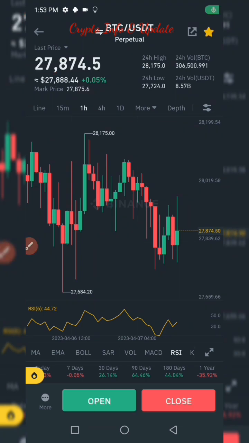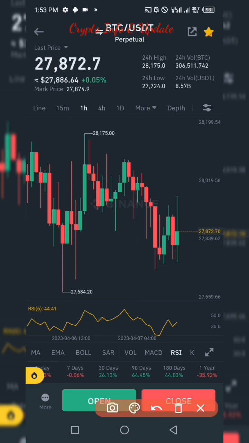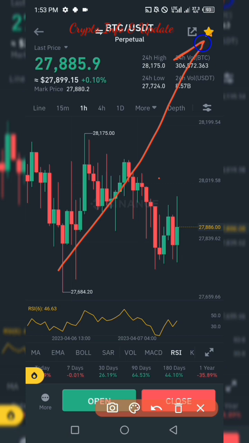So you can see I have added BTC USDT as one of my favorites, because I'm going to be needing it for my pair trading. It happens to be one of the pairs. As you can see, the star icon is now yellow in color. So that's how you do it.